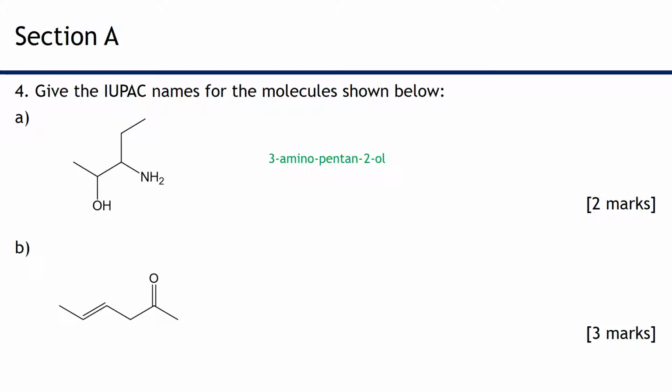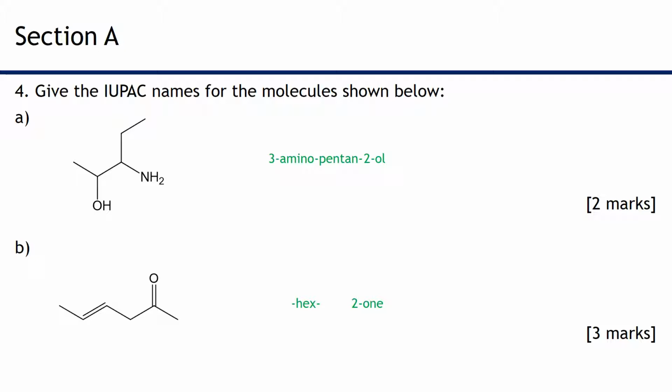Now let's look at the molecule in part B. So again, let's work out the length of the longest carbon chain first here. Relatively easy, this one is 6 long, so it's going to have hex in the name. Should also look at the functional groups here. We have an alkene and we have a ketone as well. So the ketone takes priority over the alkene, but we still need to put the alkene in the name.